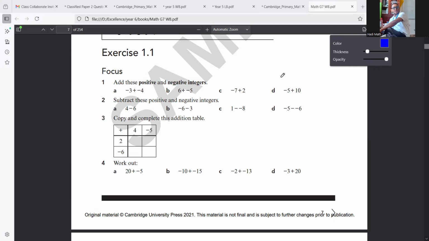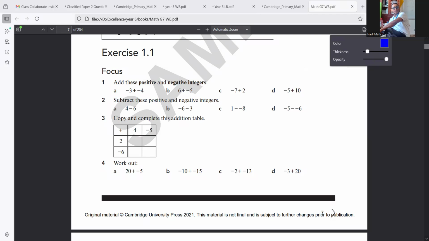This is Cambridge Lower Secondary Mathematics, grade 7. This is exercise 1-1. Question number 1, they say add these positive and negative integers.